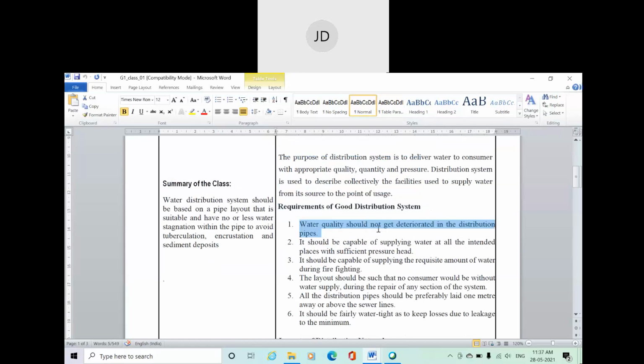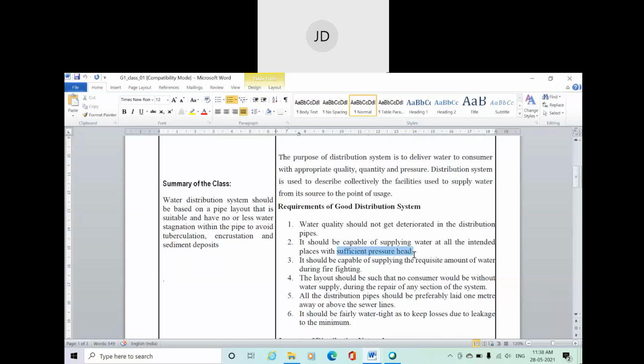The water quality should not be deteriorated. That means it should not be compromised during the distribution in the pipes. Then it should be capable of supplying water at all the intended places with sufficient pressure head. That means the pressure required for supplying water should be constant throughout the distribution, from source to the point of use. After designing, whatever pressure is decided should be maintained, so that the water reaches the customer at the point of use.